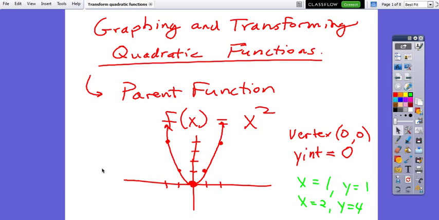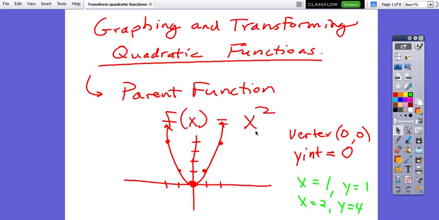Alright guys, today we're going to be graphing and transforming quadratic functions. When you're graphing a quadratic function, you always start with the parent function. In this case, our quadratic parent function is f of x equals x squared.